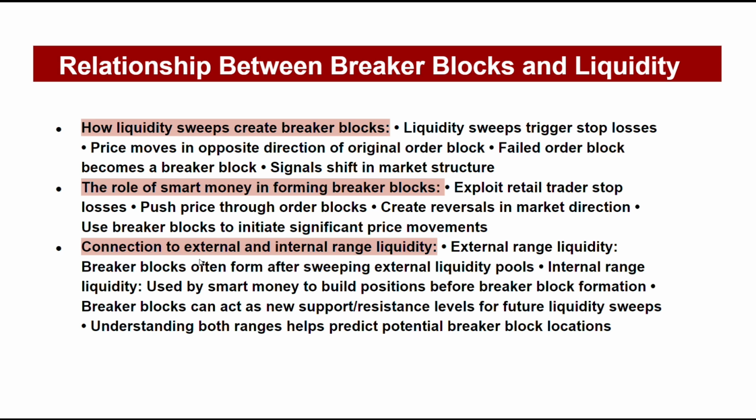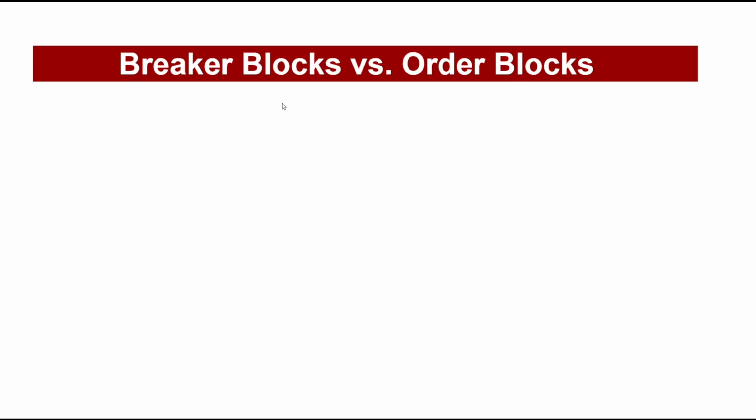So let's see the connection between external and internal range liquidity with relationship to breaker blocks. Within external range liquidity, breaker blocks are formed after sweeping external liquidity pools, right? So we have an external liquidity pool swept, and that's when we're going to be targeting the internal range. So internal range is used to build the position before the breaker block formation. Actually, this is incorrect. We use internal range to target. So the external range is the formation of the breaker block, and the internal range is what we target through the breaker block.